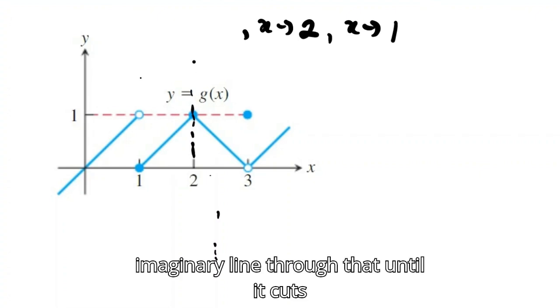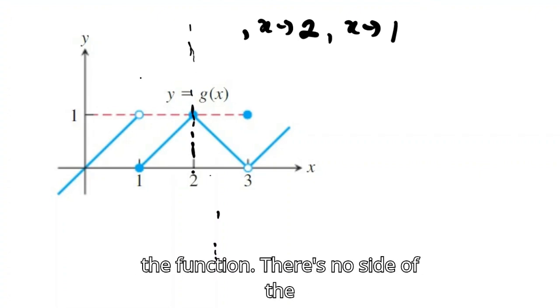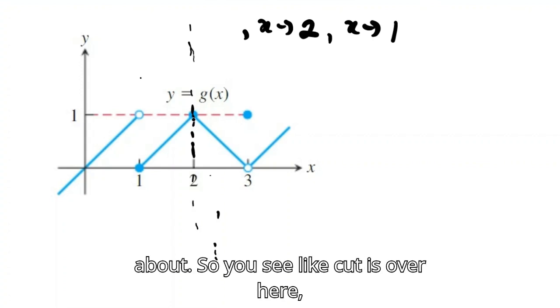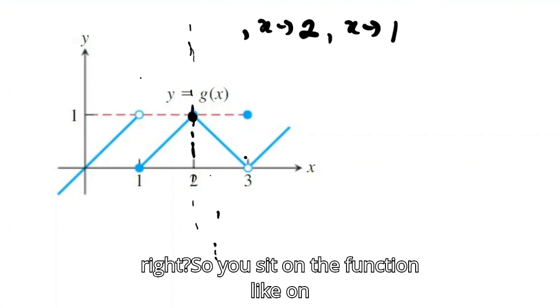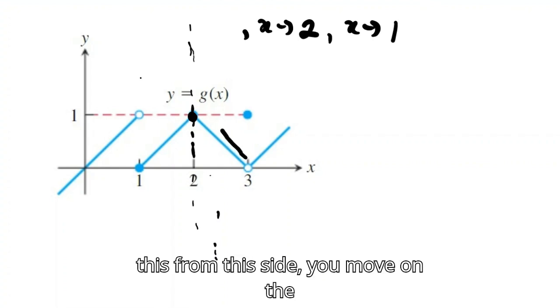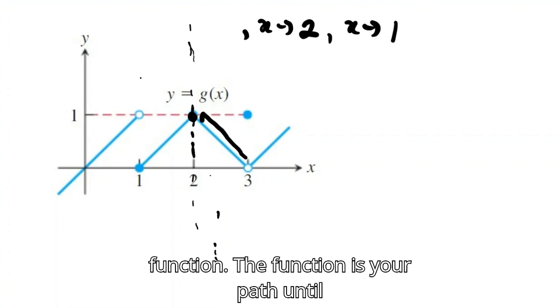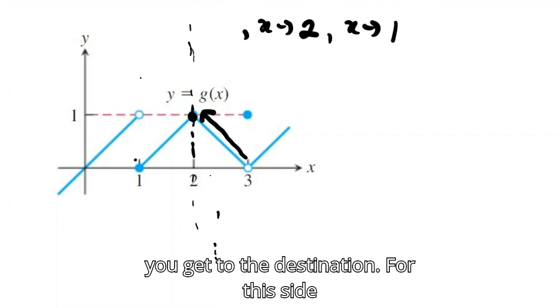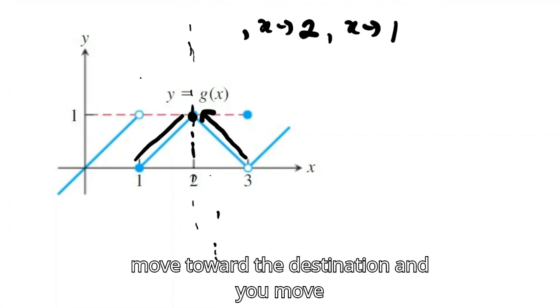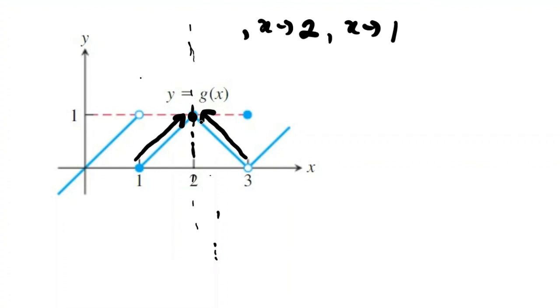Draw an imaginary line through that until it cuts the function. There's no side of the function down, so we don't worry much, but we carry on at the top. So you cut it over here, right? You sit on the function, and from this side you move on the function. The function is your path, until you get to the destination. From the other side, you also move towards the destination.